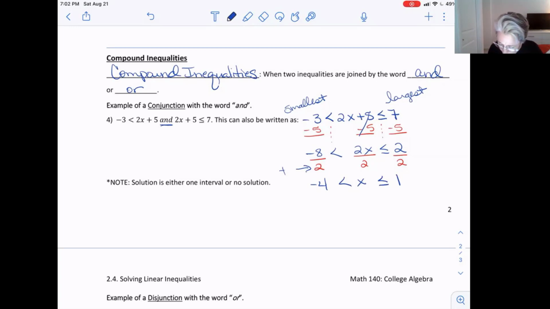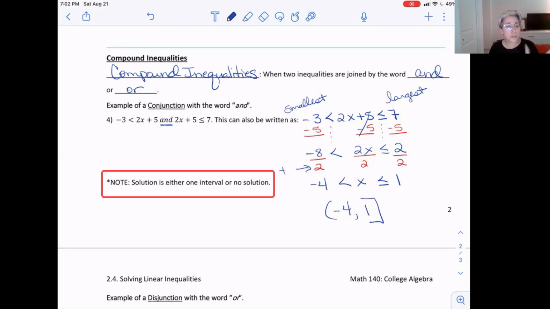If we were to write this in interval notation, it would be parenthesis negative 4, because we have a strictly less than, so negative 4 is not included, all the way to a positive 1, but since we have the less than or equal to, we would use the bracket. Note, the solution when you have a conjunction, when you have an and, is either one interval, which is what we got, between negative 4 and 1, or no solution.